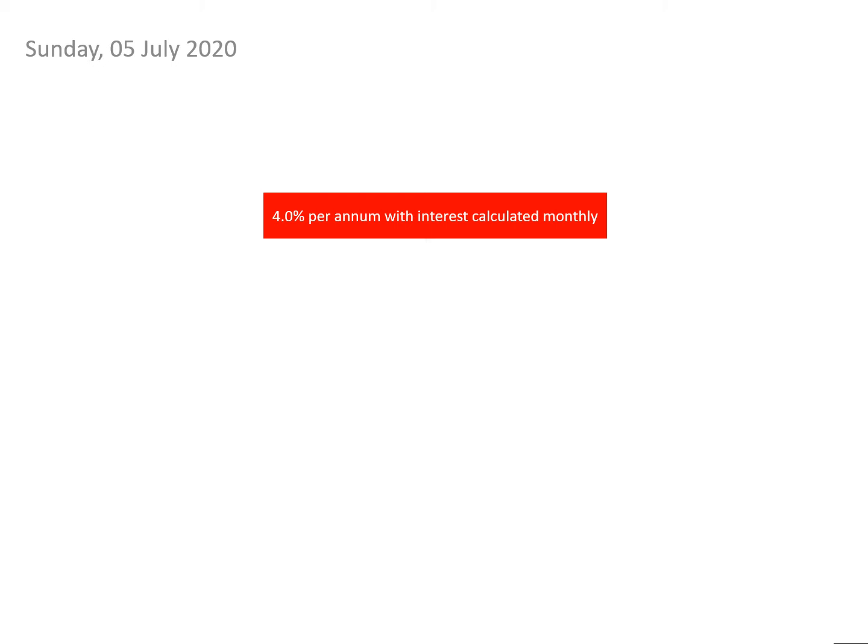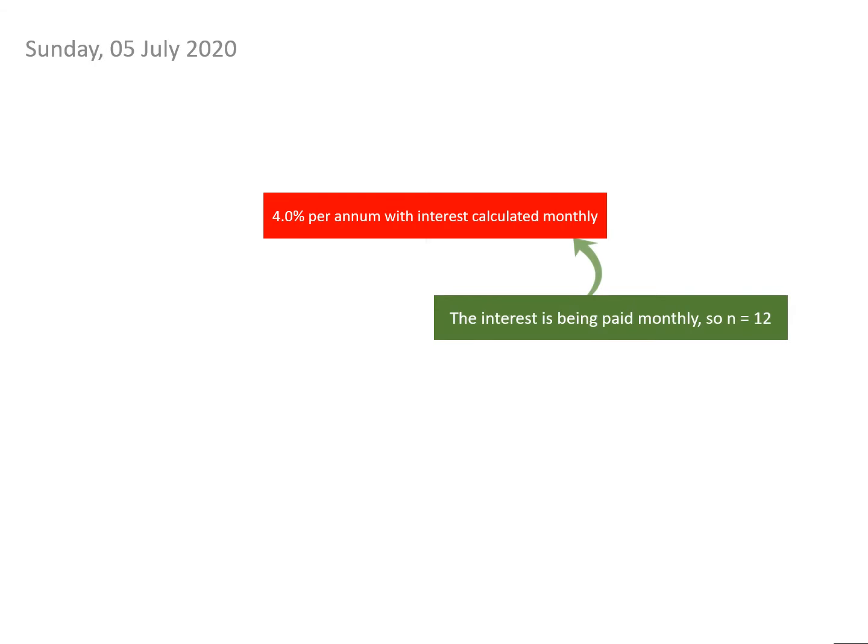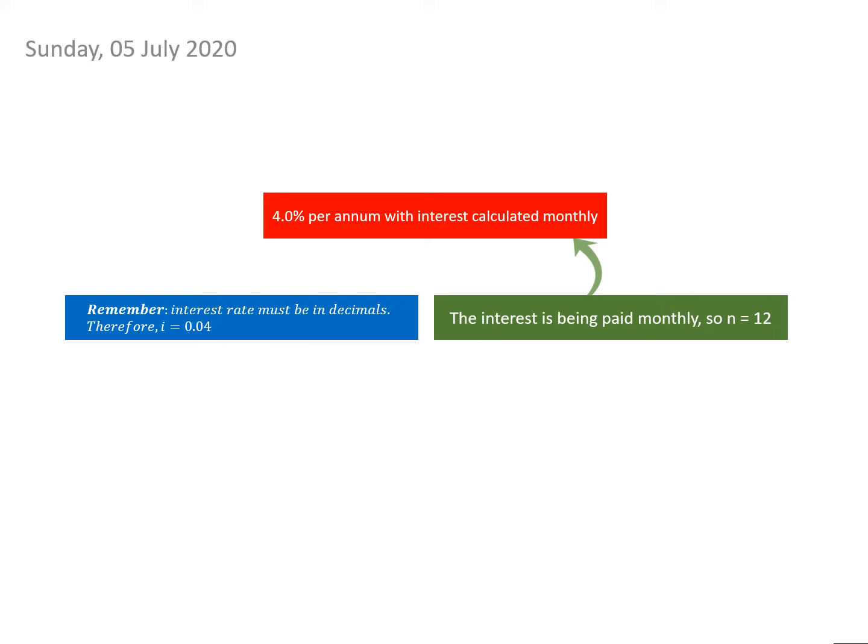This is a savings scheme that's paying 4% per annum with interest calculated monthly. So in terms of our formula, we know that because it's paid monthly, our N is going to be 12, and our I, our interest rate, it's not 4 because this is 4%. It needs to be 4 as a decimal, so we need to divide by 100, so it becomes 0.04.